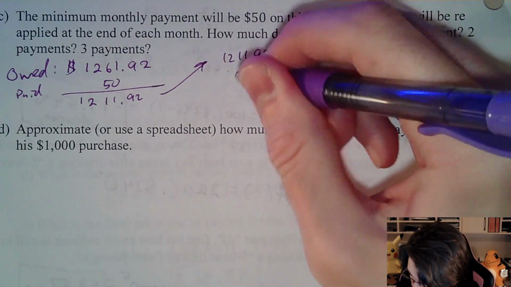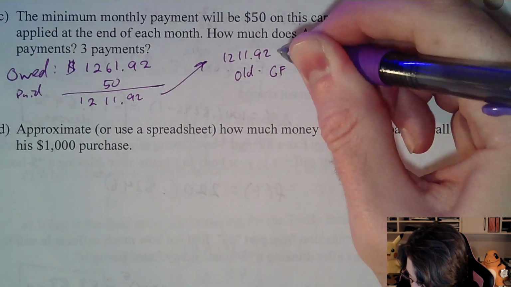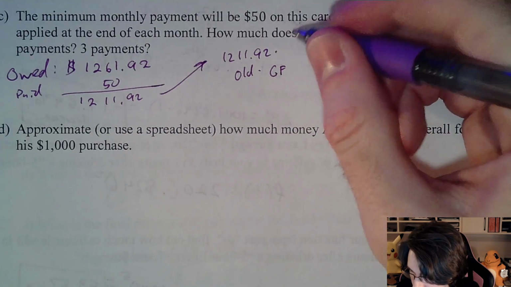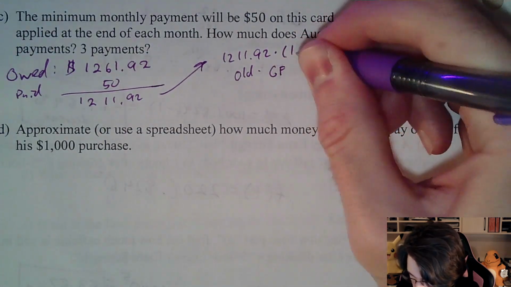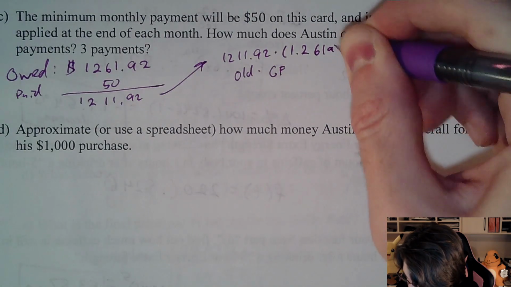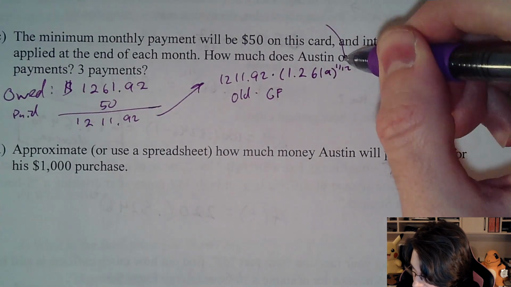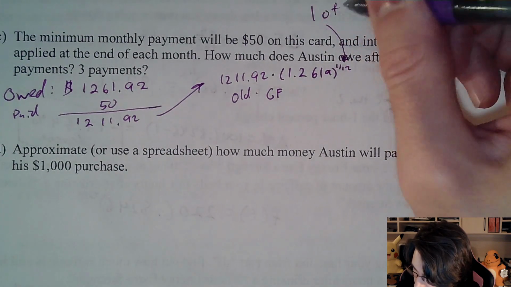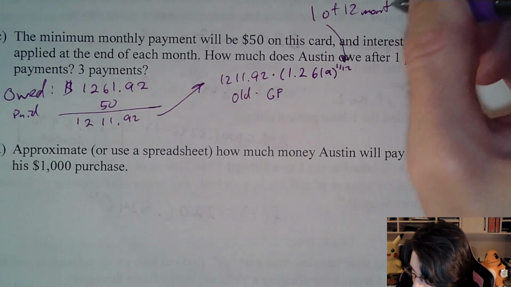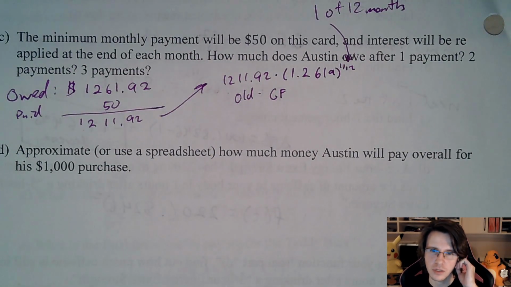This is our new old, basically, and you're multiplying it by the growth factor again, and the growth factor is to the power of 1/12. So you're doing 1.2619 to the 1/12 power. And the reason why it is 1/12, this is 1 of 12 months. It is always a 1/12 when you're coming to these credit card situations.